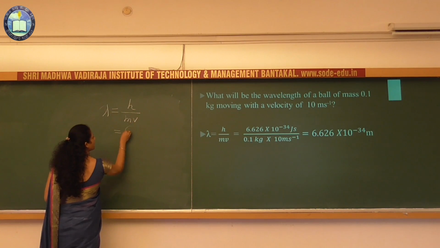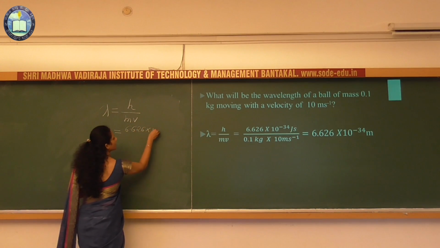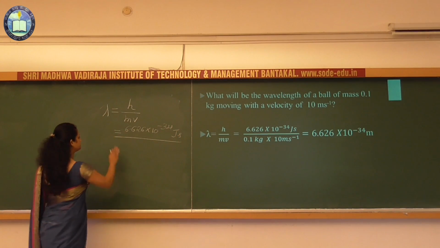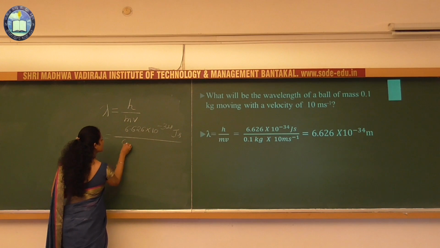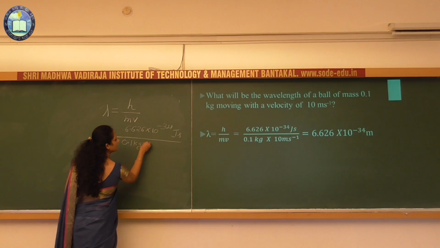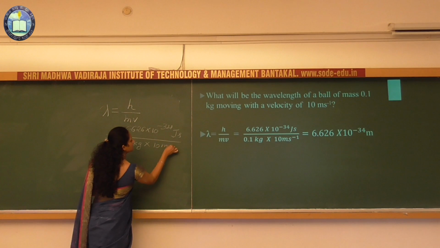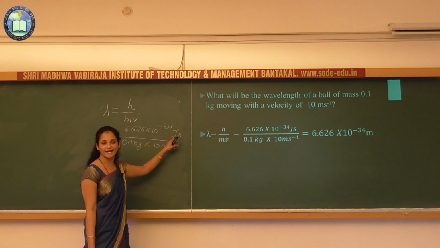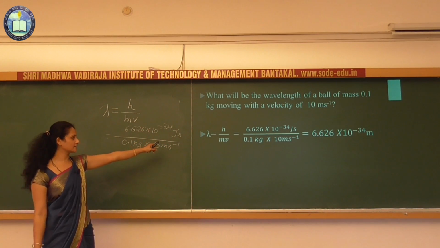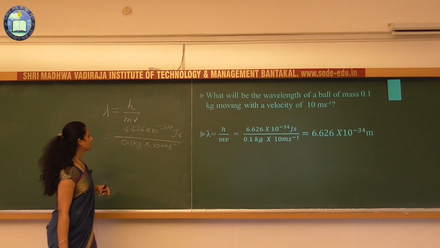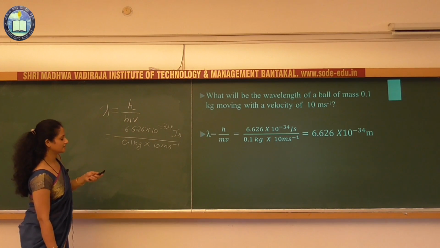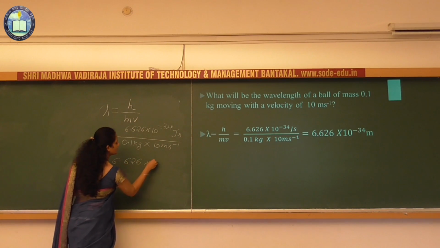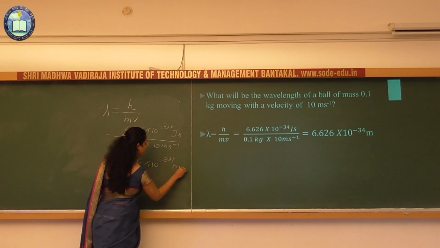Substitute h, Planck's constant, 6.626 into 10 to the power minus 34 joule second, divided by mass 0.1 kg into velocity 10 meter per second. For the unit simplification, you have to take joule as equal to kg meter square per second square. Then after simplification, we will get the final answer as 6.626 into 10 to the power minus 34 meter.